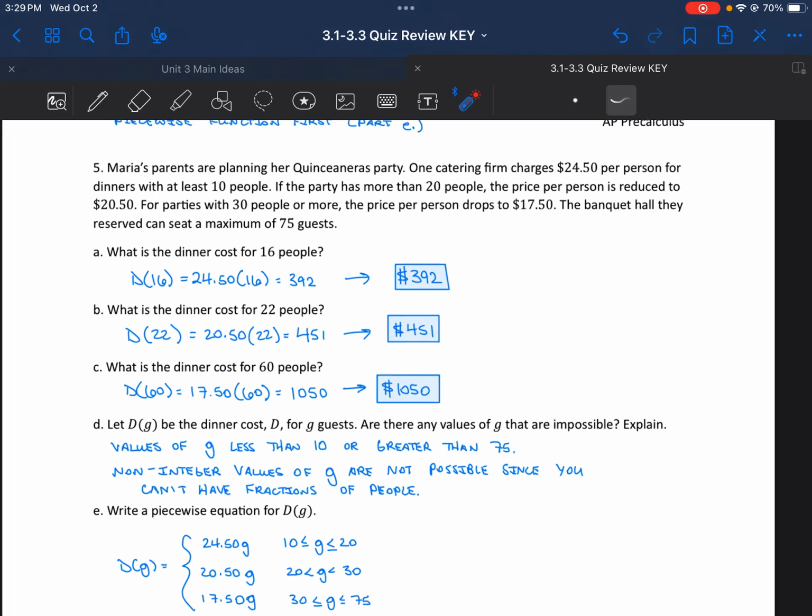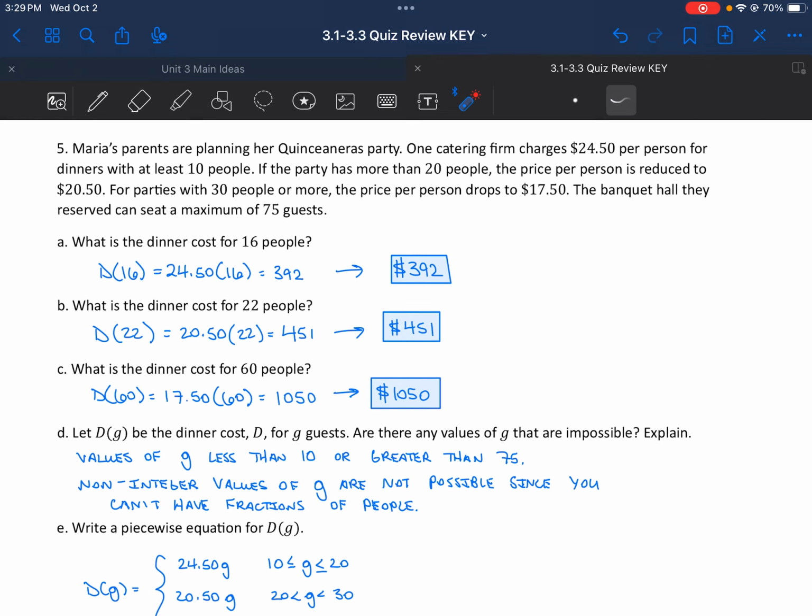All right, page 2. Maria's parents are planning a party for her. One catering firm charges $24.50 per person for dinners with at least 10 people. If the party has more than 20 people, the price per person is reduced to $20.50, and for parties with 30 people or more, the price per person drops to $17.50. The banquet hall they reserved can have a seat maximum of 75 guests.